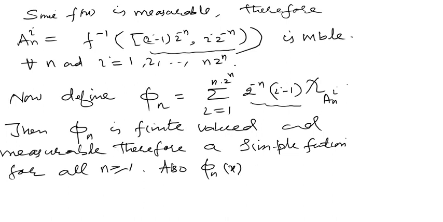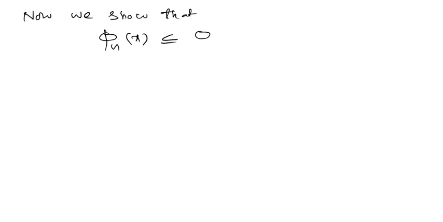Also, this phi_n(x) is greater than or equal to 0 for all x. It will be equal to 0 if the point is outside of these sets A_{n,i}. So we have a sequence of non-negative simple functions. Now we will show that this sequence is monotonic increasing, and the limit of this sequence is f(x). That will complete the proof of the theorem. Now we show that phi_n(x) is less than or equal to phi_{n+1}(x) for all x in X.